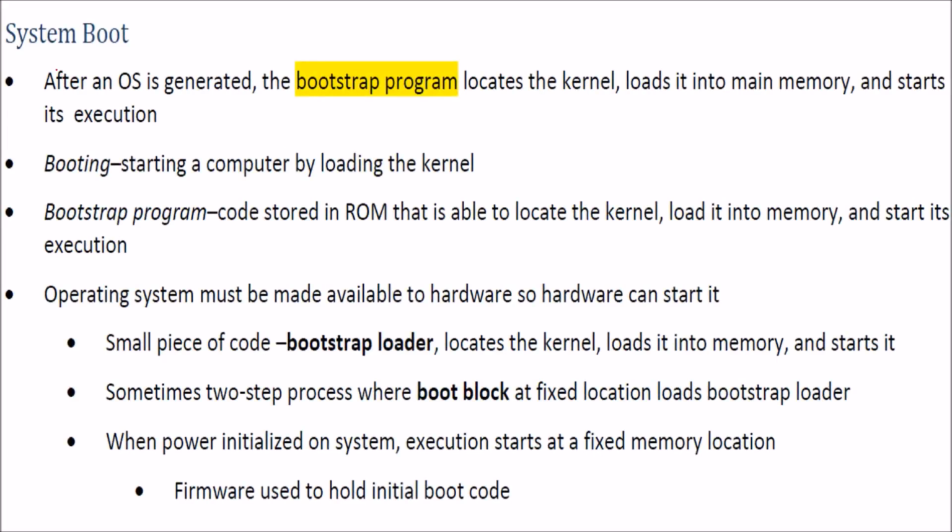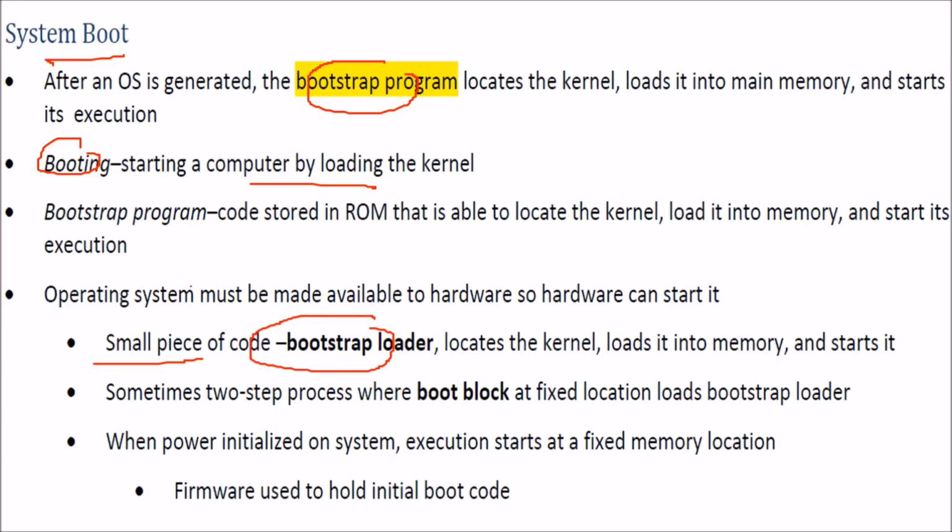Then system boot. As we just saw, when the system boots, there is a bootstrap program which gives control to the operating system. So booting is starting a computer by loading the kernel, and we have the bootstrap program, which is in the ROM, which is hardwired. It loads the OS into the memory. This is a very small piece of code, the bootstrap loader.